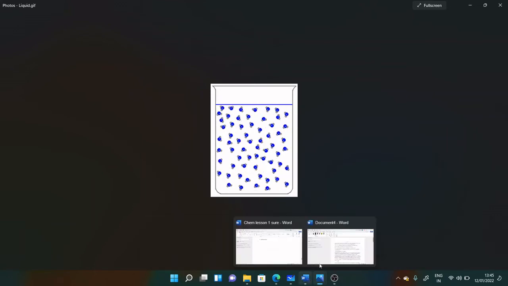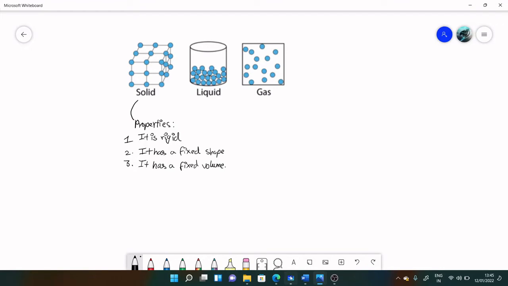Now, let's do the same thing we did for solid for liquid. Let's check if it is rigid. Let's check if liquids have a fixed shape. Let's check if liquids have fixed volume.